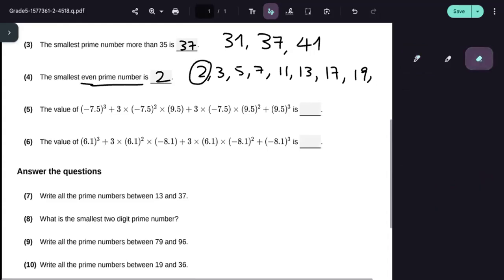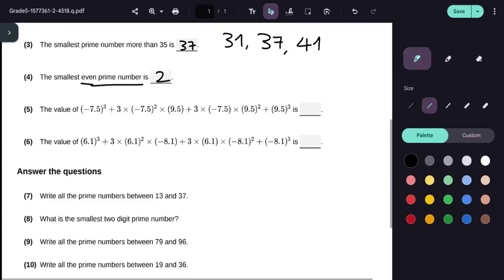0 is even but is a composite number, for those of you who are thinking of 0.